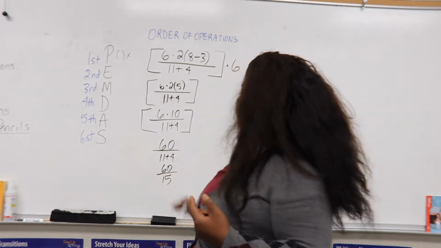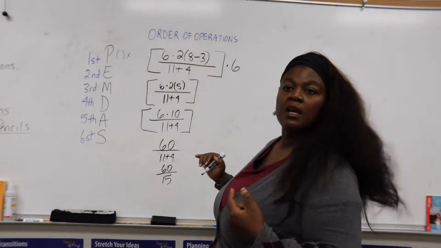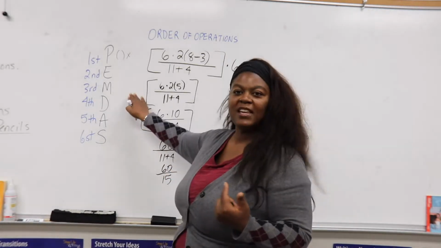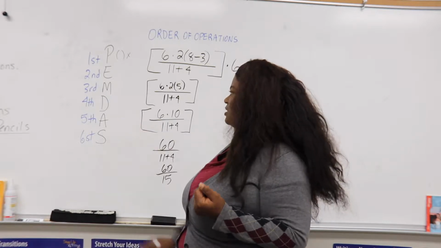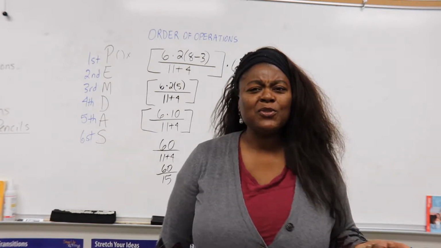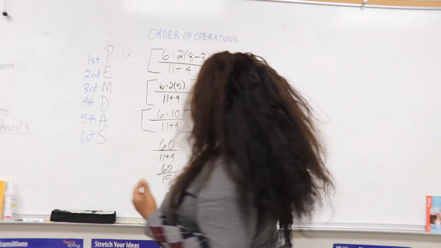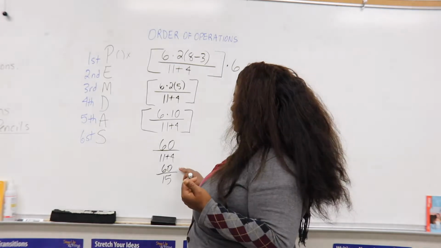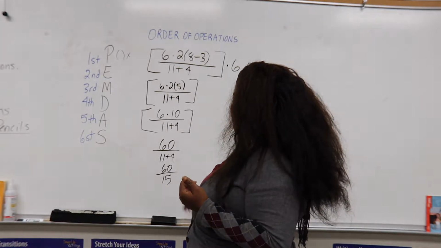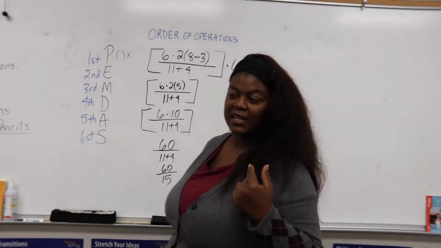All right, so again, we go back: no parentheses, no exponents, no multiplication, no addition. Why did I mess it up? We do have division. When it looks like a fraction, we know that that is division. So 60 divided by 15, I want to say it's 5, but I need to be accurate.